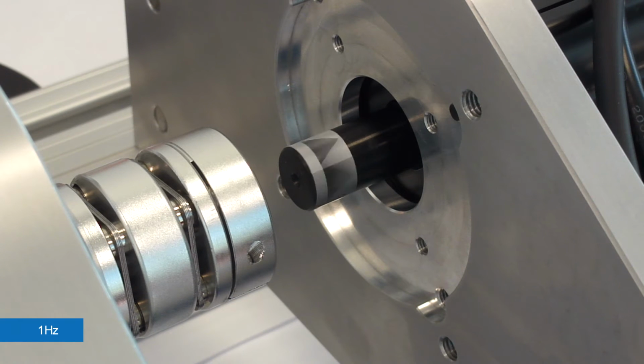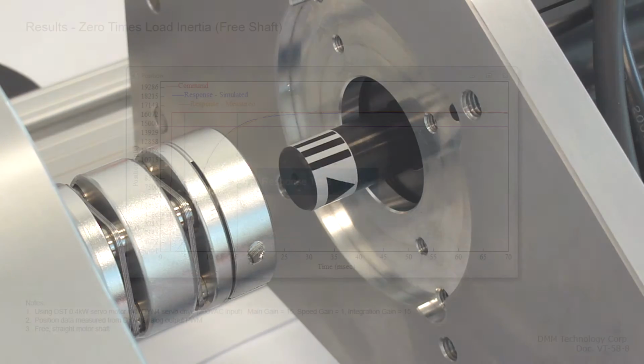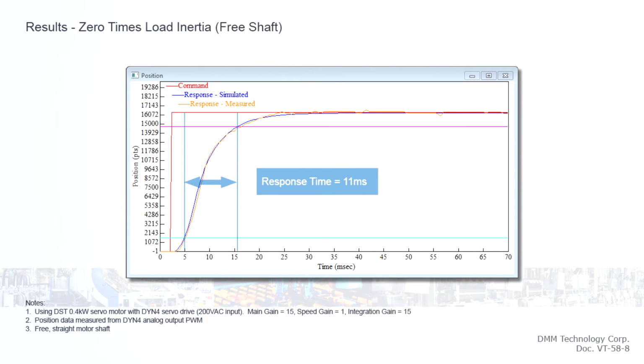We start with zero inertia ratio, meaning the motor shaft is free. Here is the real response. We can see the real system is very close to our simulated model. The response or rise time is very quick at approximately 11 milliseconds.